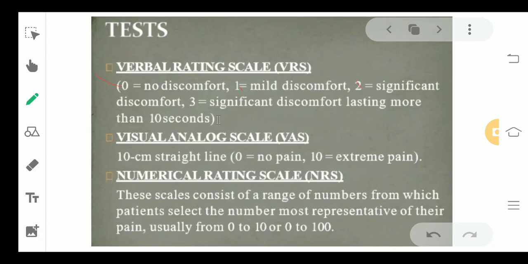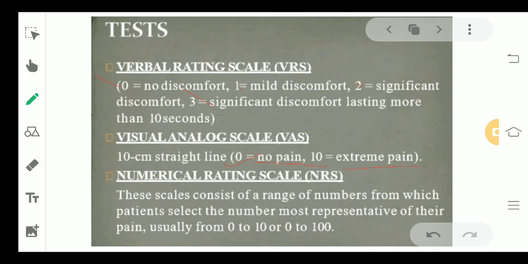Significant discomfort lasting for more than 10 seconds is going to be 3, which is a chronic condition. Now the next thing is the visual analog scale. On the visual analog scale, there is a straight line of 10 centimeters. If the patient points towards 0, that means no pain is there, and if he points towards 10, that means there is extreme pain.